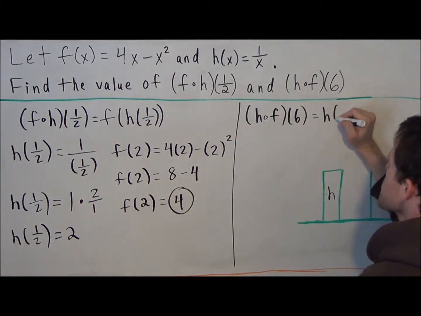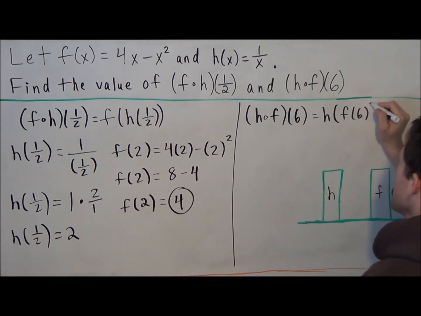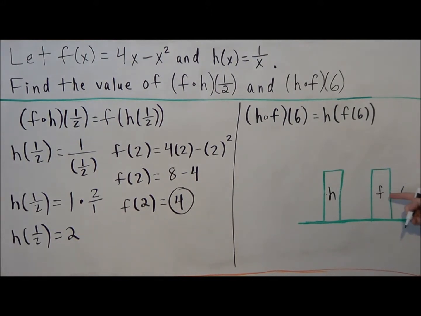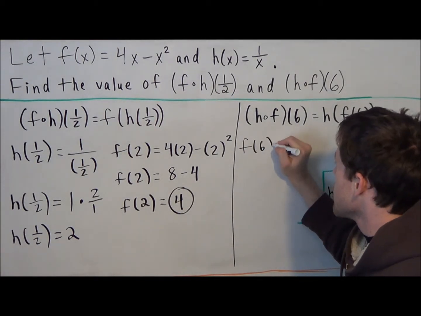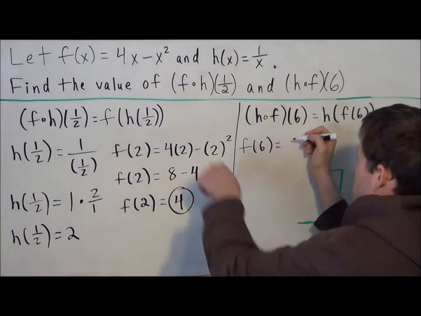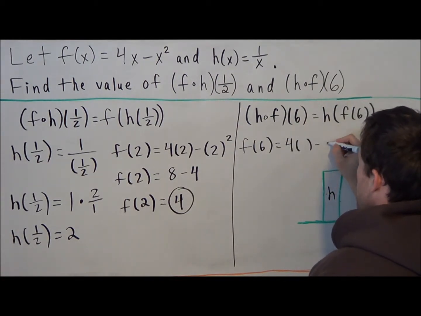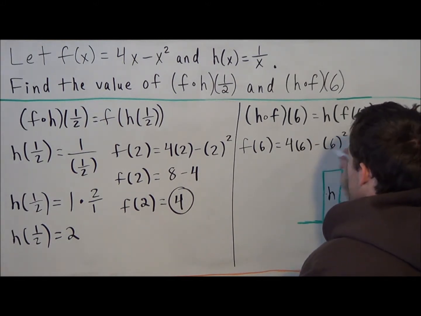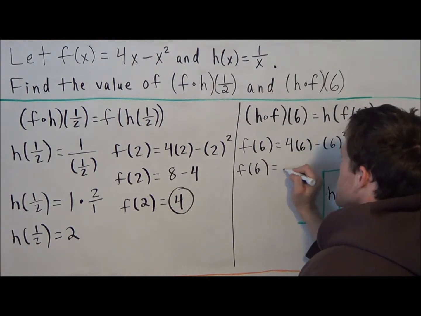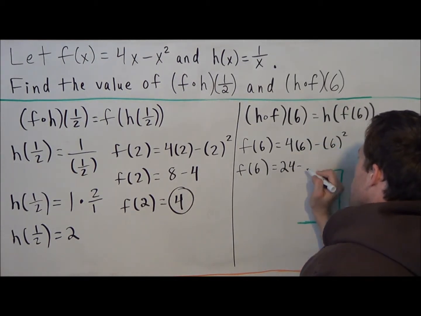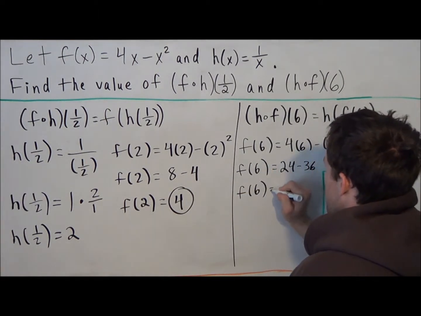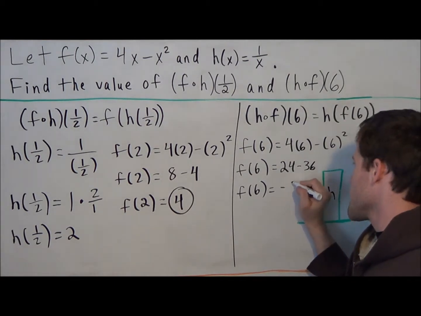We could say that this is h, and in parentheses we have f of 6. So the goal here is we're going to evaluate this at 6. This is going through the f machine first. So the first thing we do need to find is f of 6. So when we simplify, remember the function f is 4 times x minus x squared. So instead of the variable x, we're replacing it with 6. And now when we simplify, f of 6 equals 4 times 6 is 24, minus 6 times 6 is 36. So then f of 6 is equal to 24 minus 36 is negative 12.